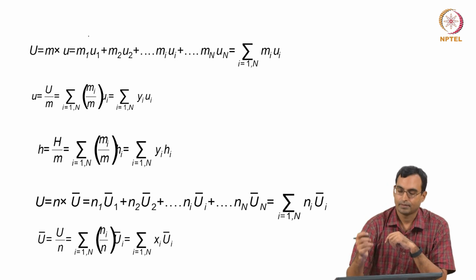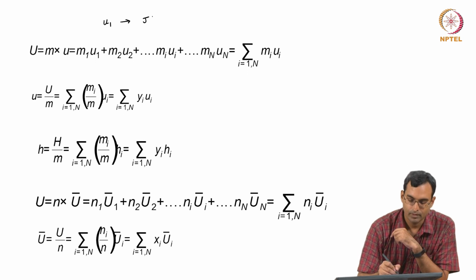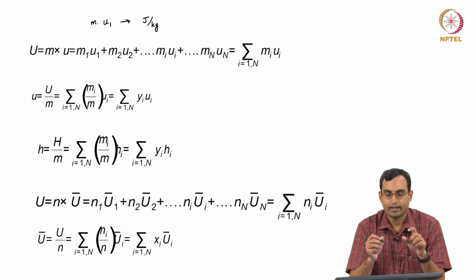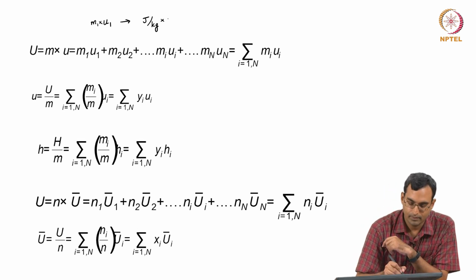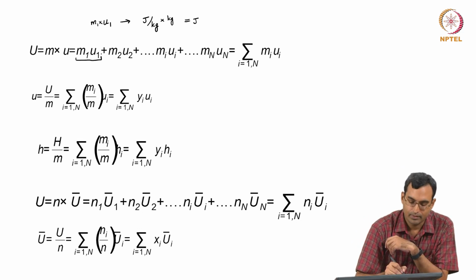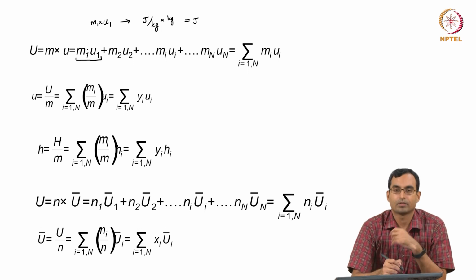So, for example, if a gas had a specific internal energy of U1, the units of U1 would be in say joule per kg. This is a specific internal energy. Then the total internal energy of that gas would be the mass of the gas into U1. So, this mass is in kilogram. So, the units of this will be joule. So, this value would have units of joule, and this is the energy contribution due to one gas.